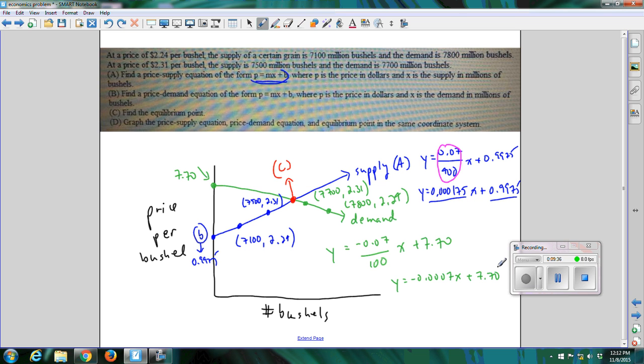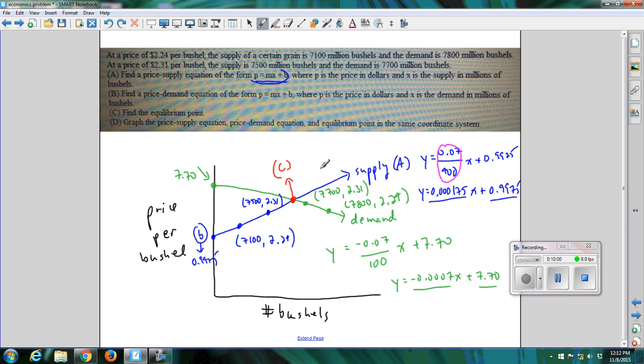And even when there is 0 bushels being demanded, the price for that commodity will still be $7.70 per bushel. And as demand goes up, the price will go down by this much per bushel. So you can see that they're headed in different directions. So it makes sense that they're going to meet somewhere.